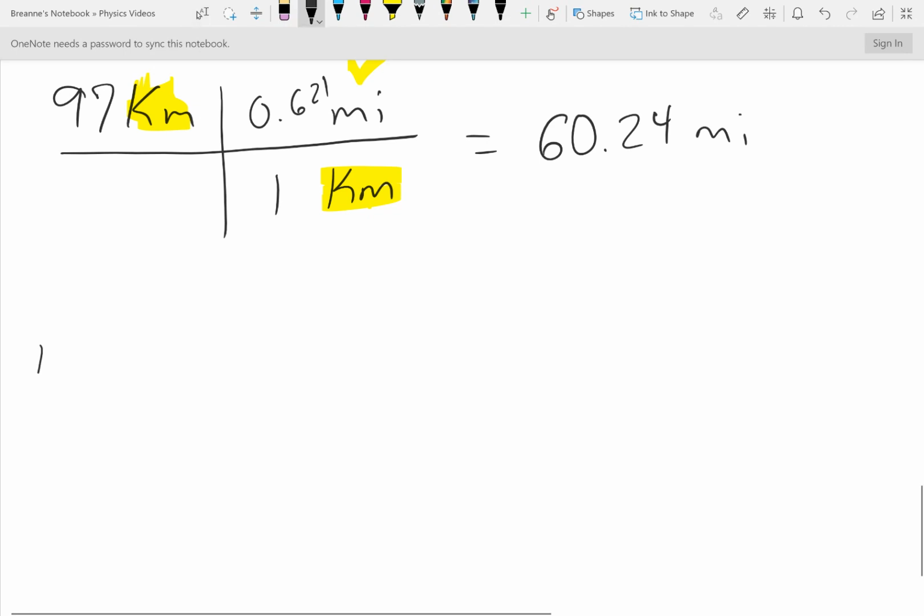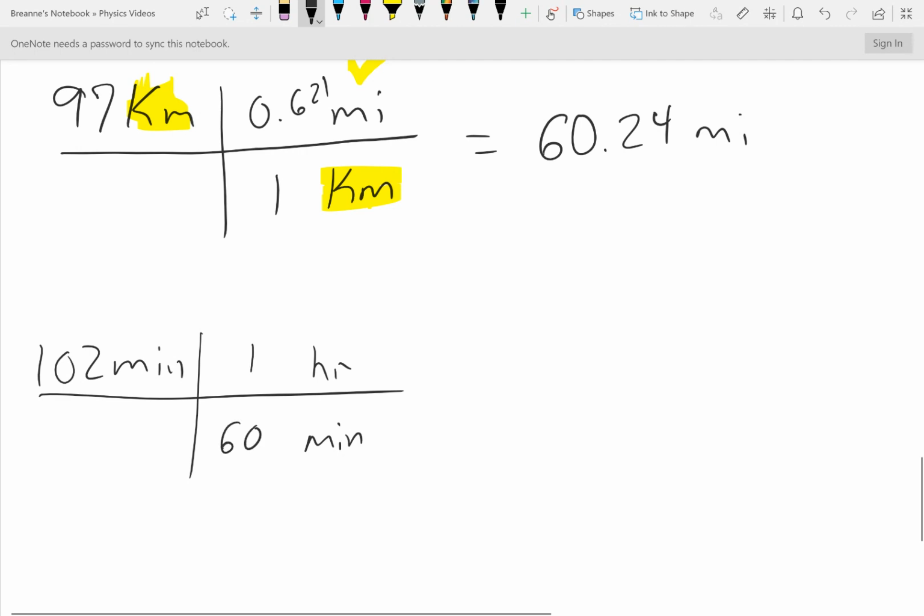Now, you can't forget about the hours, because we need to go from minutes to hours. It says in 102 minutes, we need to get that to hours. So we don't want minutes. Minutes go on the bottom. We know there's a direct conversion from minutes to hour: 1 hour is 60 minutes. So we have minute on top, minute on bottom, so it cancels. We're left with hours. So we multiply across the top, multiply across the bottom, then divide. You're left with 1.7 hours.